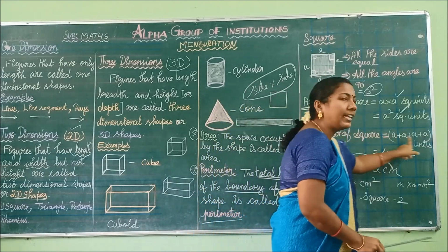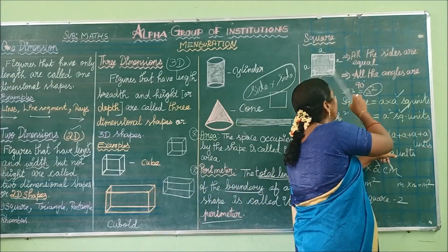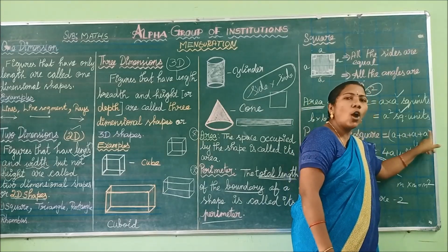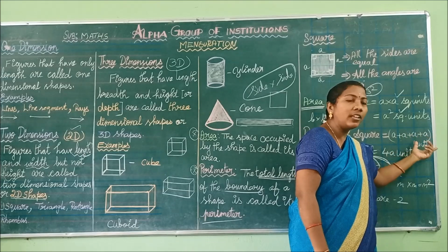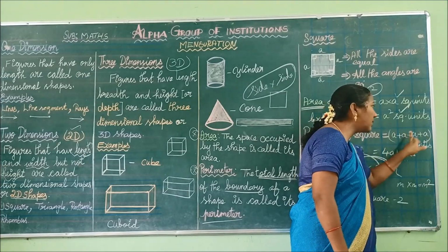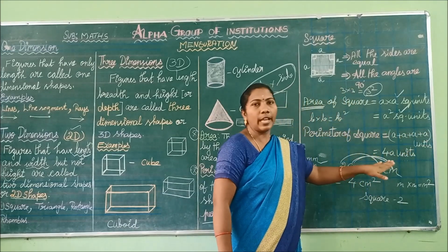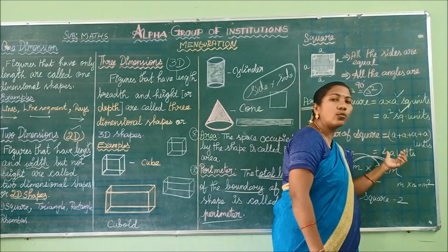Now we are going to find the perimeter of the given square. So we have to add its sides. What is the length of each side? A units, A units, A units, A units. How do you get the perimeter? By adding. So A plus A plus A plus A. We are adding the A 4 times. So here you have to write 4A.